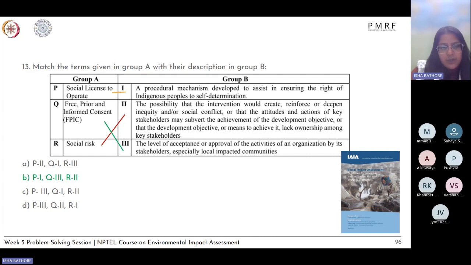All these terms were key concepts discussed in the International Association for Impact Assessment, or IAIA, guidance for assessing and managing the social impacts of projects. So of course, key concepts from these documents are also important. So option B, that is P matches with 1, Q matches with 3, and R matches with 2, is the correct answer. Okay. So moving on to the next question.